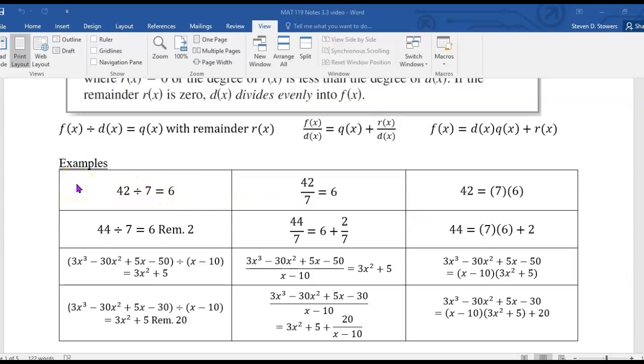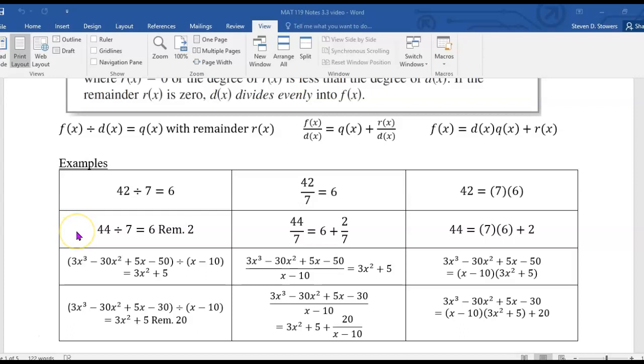What happens with just numbers? If I ask you, what's 42 divided by 7? The answer would be 6. And in a way, I'm asking you, what do you have to multiply times 7 to get 42? So the answer is you have to multiply 7 times 6 to get 42. So 42 divided by 7 is 6. 7 times 6 equals 42.